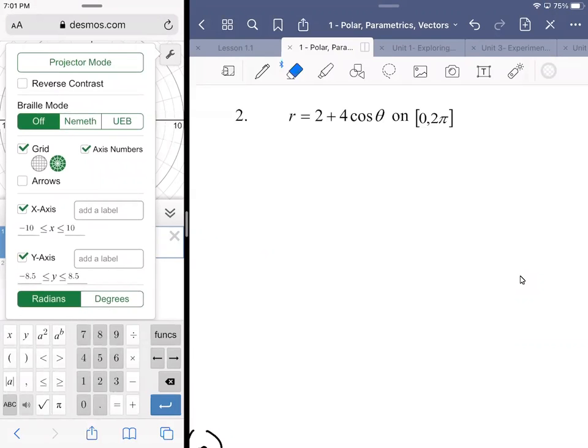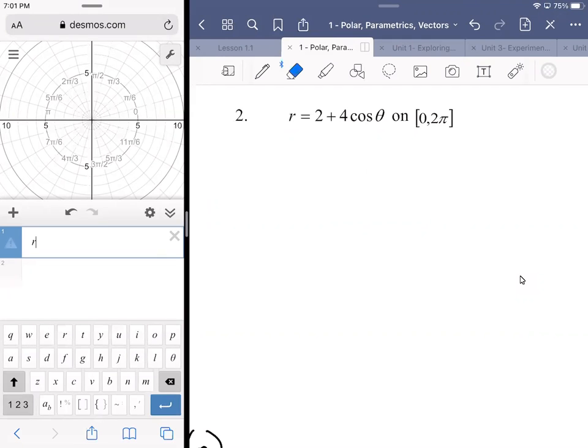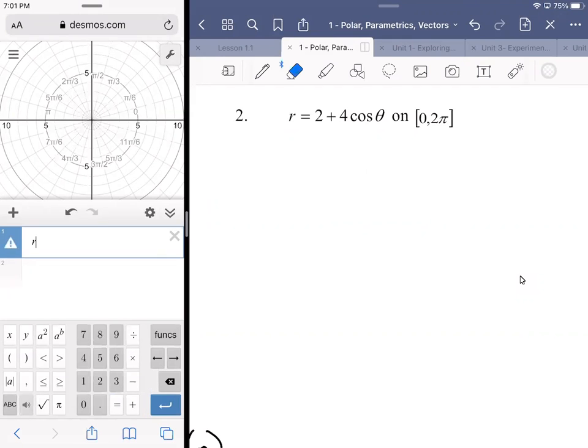You typically want to have it in radians, at least as a default. You might have to change it to degrees from time to time, but that's where you would go to do that. Then you can tap out of here, and your graph grid is the way you want it to be. And it's just a matter of getting things into the editor the way you want it. So in this case, it's r equals 2 plus 4 cosine.